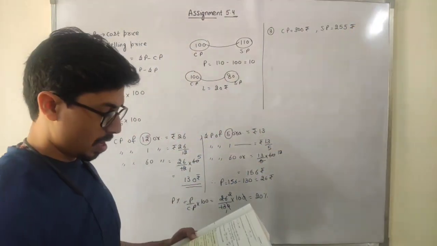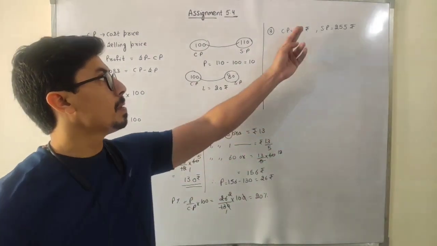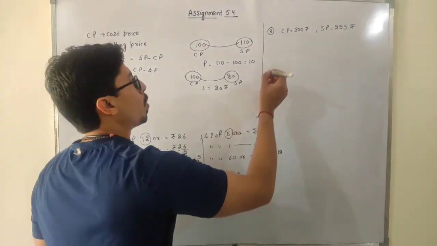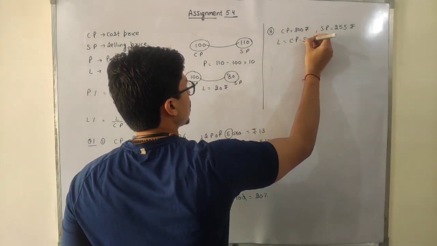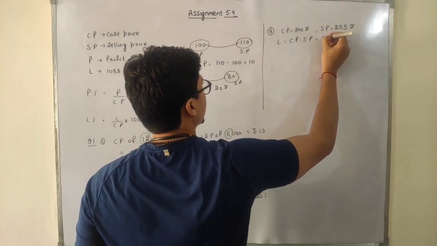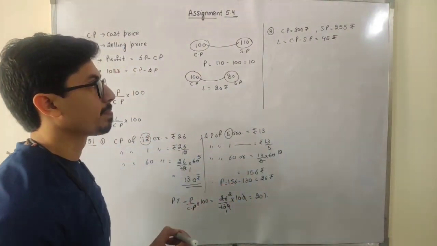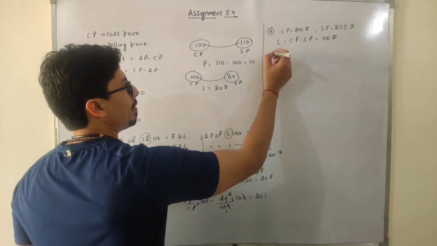Now, what is the loss percentage? See, the CP is greater than the SP, so we know that there will be a loss. So loss will be CP minus SP. If I just subtract these two, it will be 45. So I have to find out the loss percentage, students.